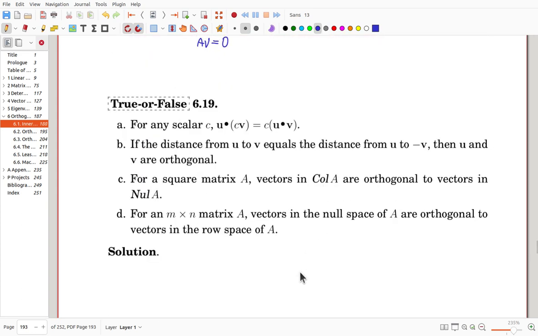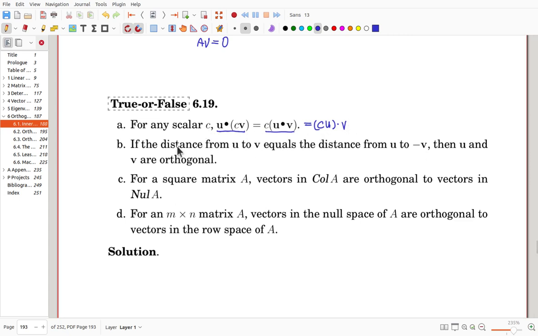Now, we have true or false problems. For any scalar c, u dot cv is c times u dot v. Is it true? Yes, it must be true. This is a basic property of the dot product. c can be multiplied to one vector, or after the dot product you can multiply c, or you can multiply c to the other vector, so cu dot v. These three quantities must be the same.